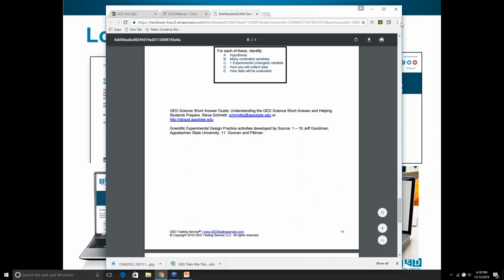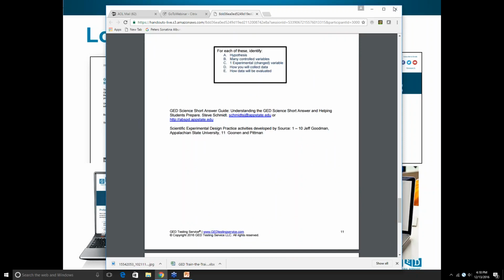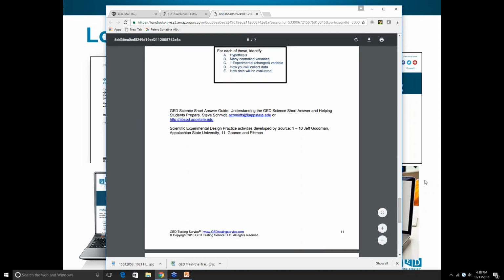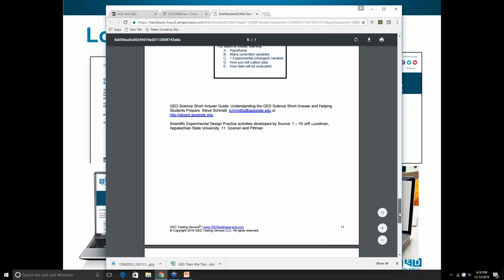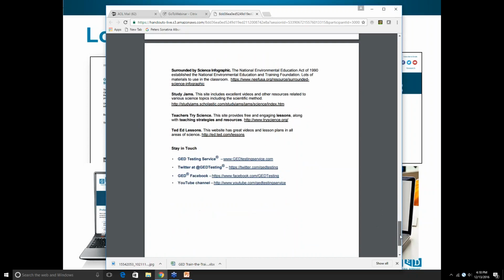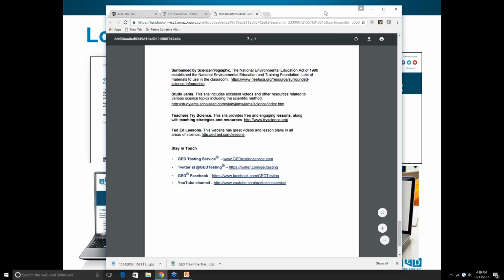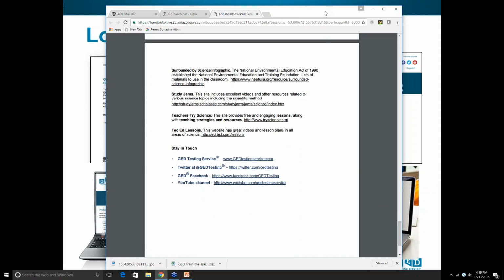And I believe, Bonnie, if memory serves me correctly, we are missing a few pages in this. It does look like it for some reason. Yes, and I'm not sure why that is. So what we will do is we'll make sure that GED Testing Service has the updated book, and that way you have all the materials that are there, because we did include a number of different materials for online resources.